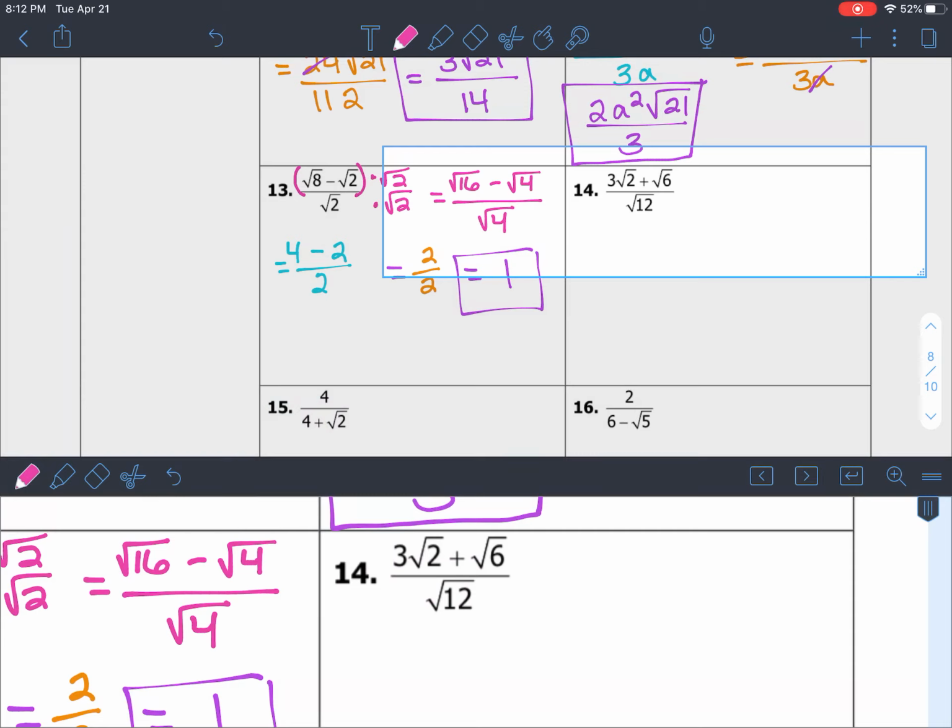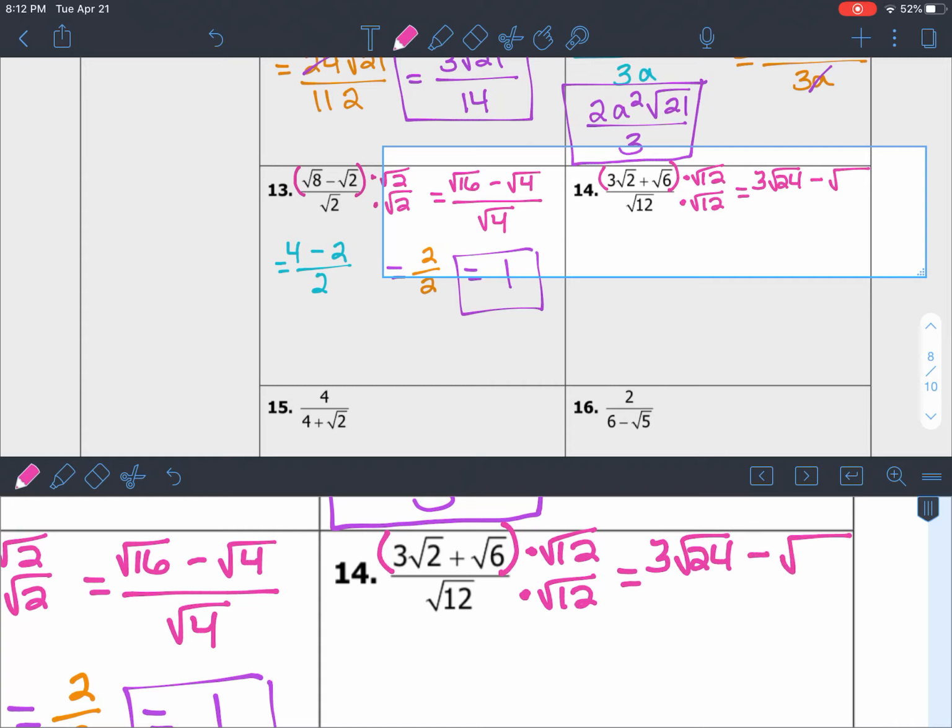Last one here before we go into where I have a binomial denominator. I multiply by the square root of 12 on the top and on the bottom again. But remember, I need to consider the top as a set of parentheses that's together. So I need to distribute that square root of 12 into everything. So I'm going to have 3 the square root of 24 minus the square root of 72 all over the square root of 144.